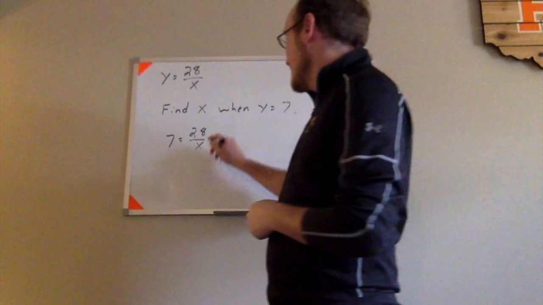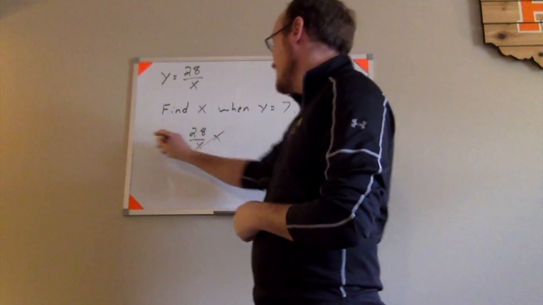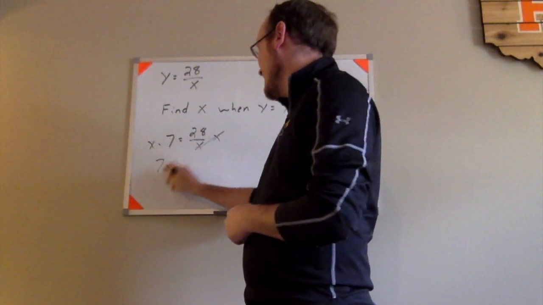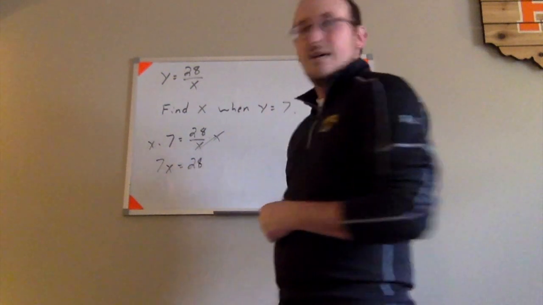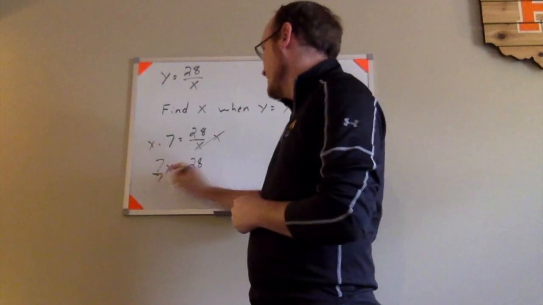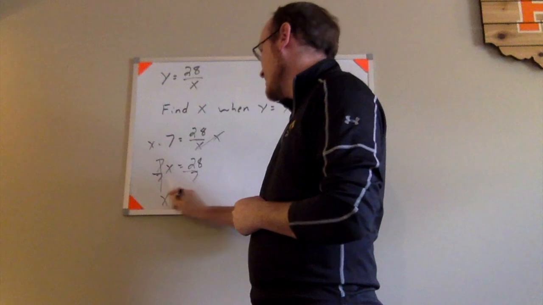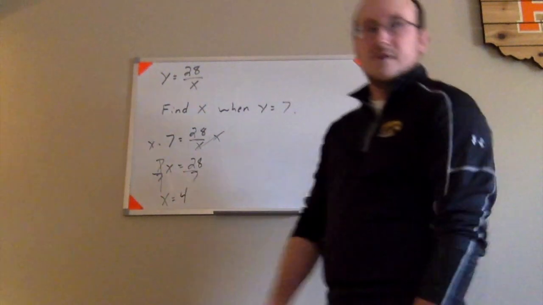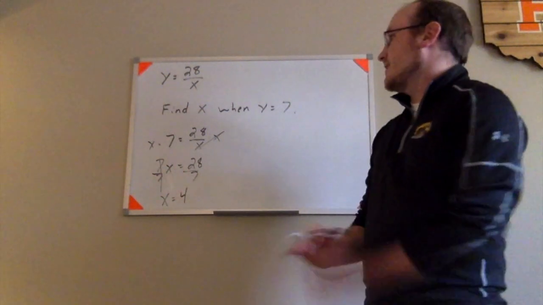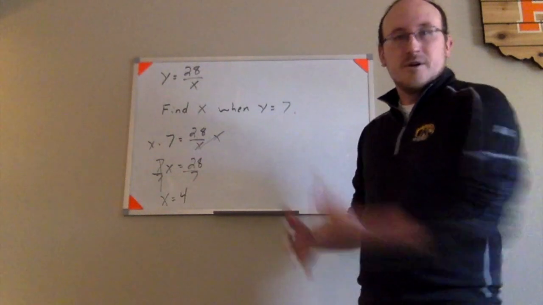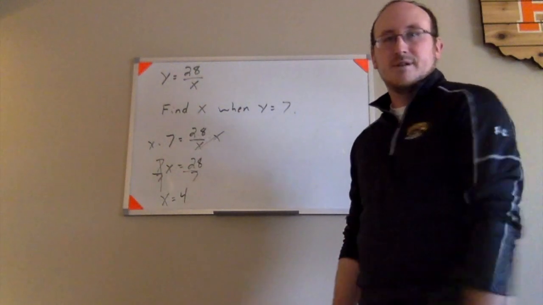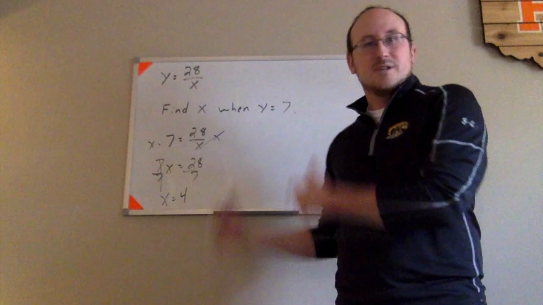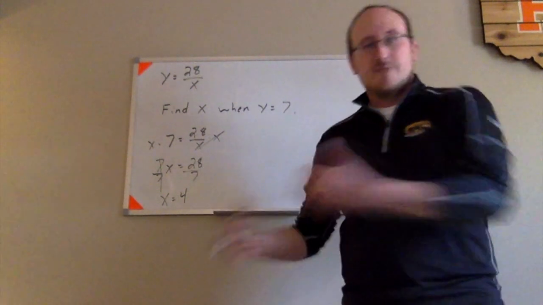If you don't, to solve this algebraically, you'd multiply both sides by x. That would give you 7x is equal to 28. And then you divide both sides by 7. And you have x is equal to 4. So we used our inverse variation function to find the value of x to be 4 when they told us the value of y was 7. And that's how you would write the function and then use the function to find either x or y.